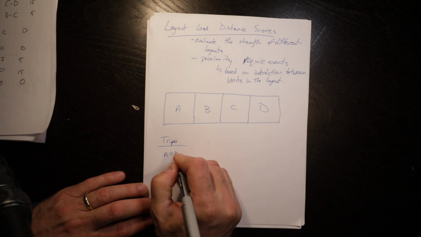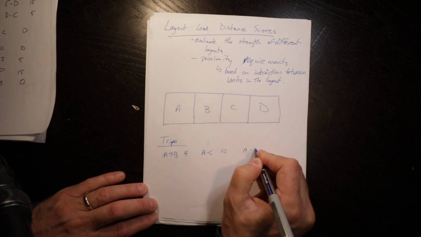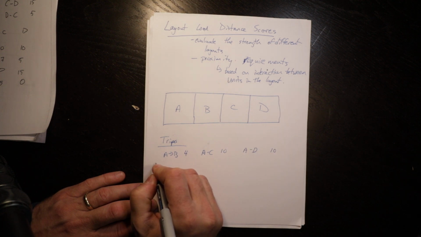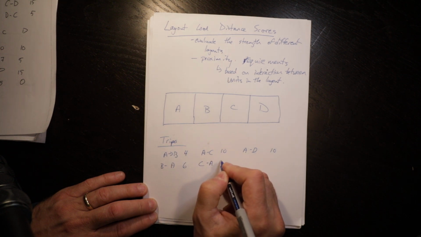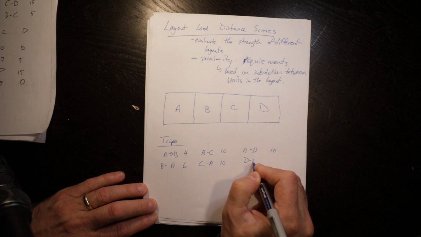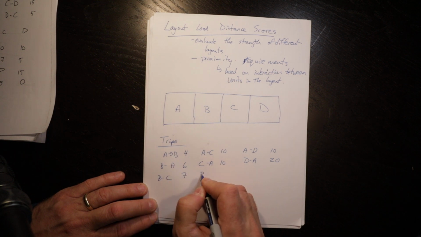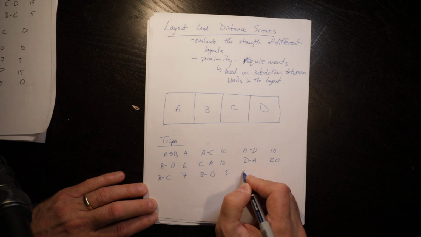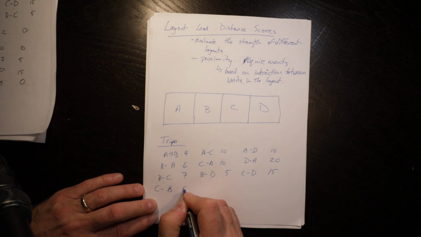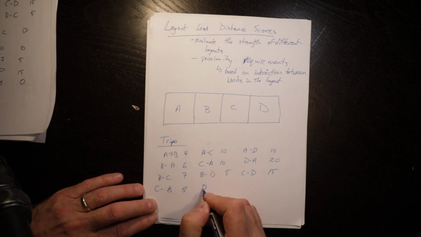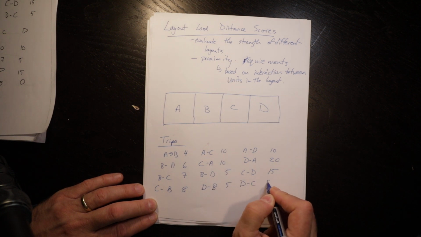So from A to B, it's 4, A to C is 10, A to D is 10, B to A is 6, C to A is 10, D to A is 20, B to C is 7, B to D is 5, C to D is 15, C to B is 8, D to B is 5, D to C is 5.